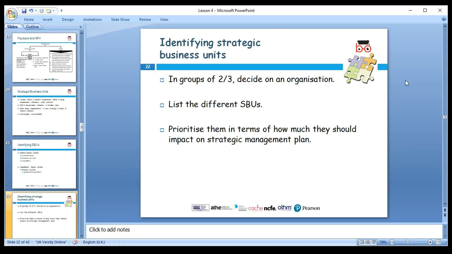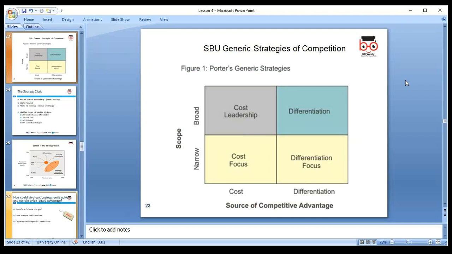Okay, identify the strategic business units in a group and decide. This activity you can do in a group. We are delivering online, and you can look at which SBUs. Think about Toyota. You can look at the SBUs, strategic business units, for this, and you can develop the strategies.